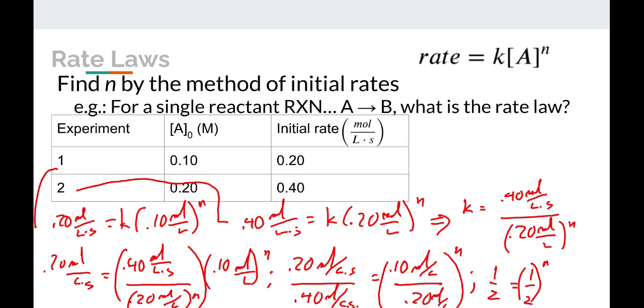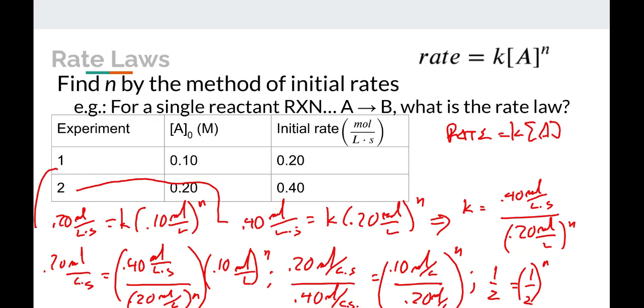Now you could take the log of both sides if this wasn't so simple and solve for n, but here it's quite obvious that the only way you're going to get 1/2 by raising 1/2 to something is that something has got to be 1. So that means the order of this reaction is 1. So the rate law is rate equals K times concentration of A raised to the 1 power.